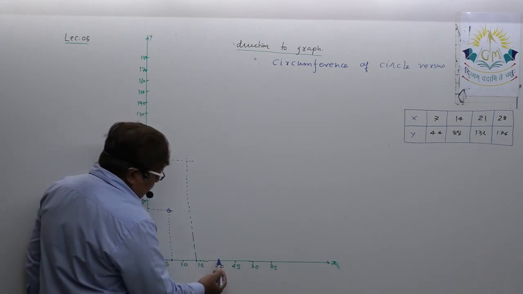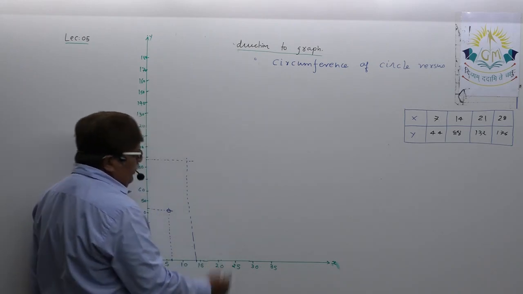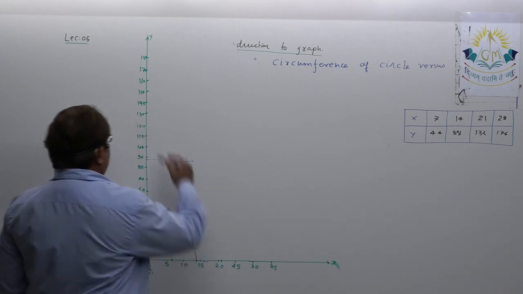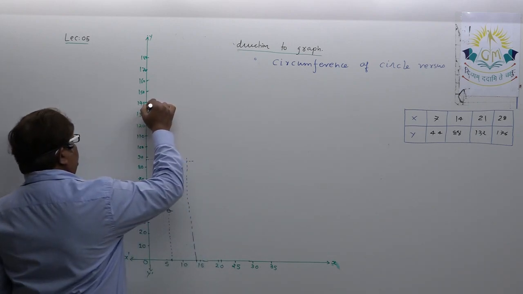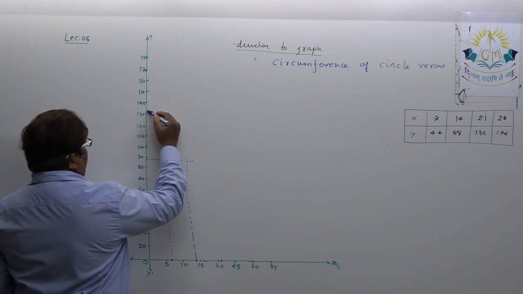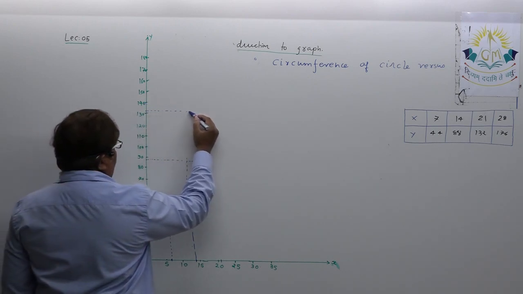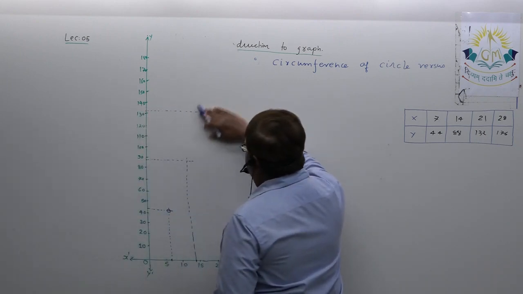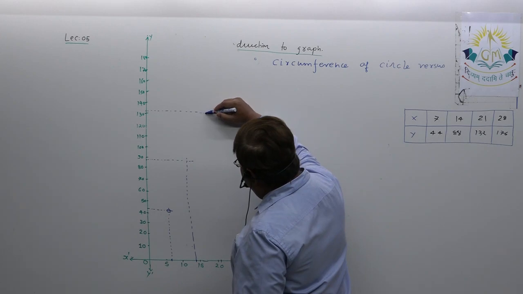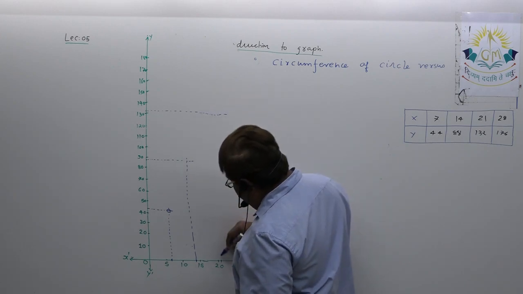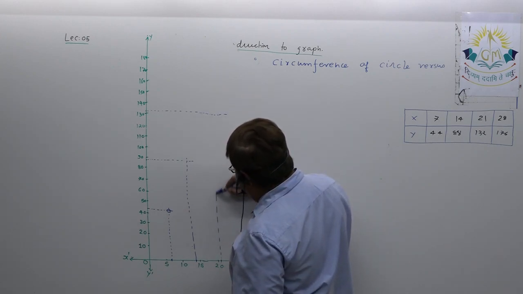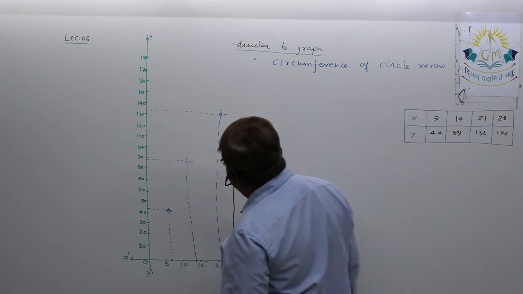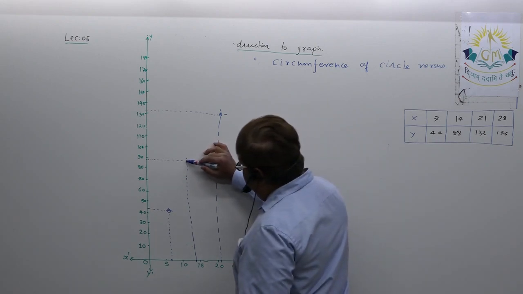21. After 20, count 2 lines, 21 you got. And here 132. 130, 131, just 2 lines. And one dotted line from here. Okay. Dotted line from here. And dotted line from here also. This is the way they intersect. This is also one of the points.